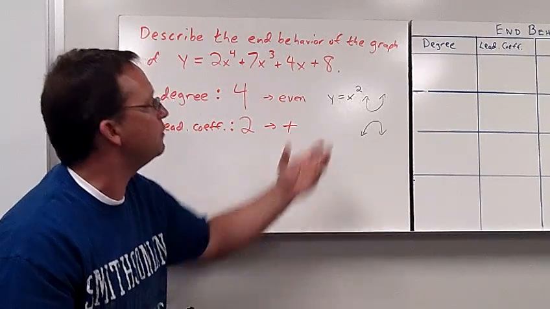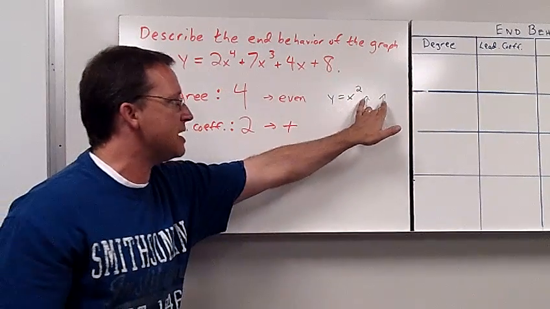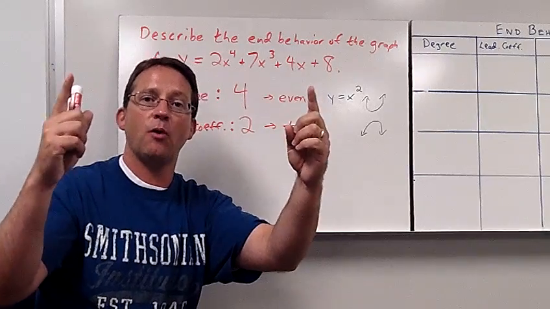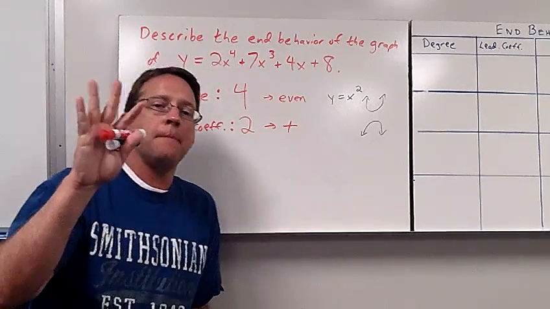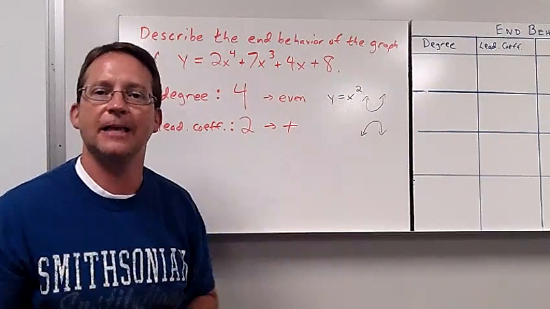So the ends of that graph are going to look the same as the ends of y equals a positive x squared. In other words, the ends like this. Both the ends are going to be pointing up. Now, I'm not saying that this graph just looks like a parabola. That's not the case at all.